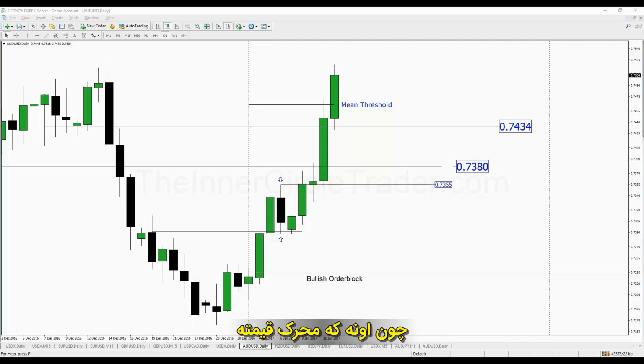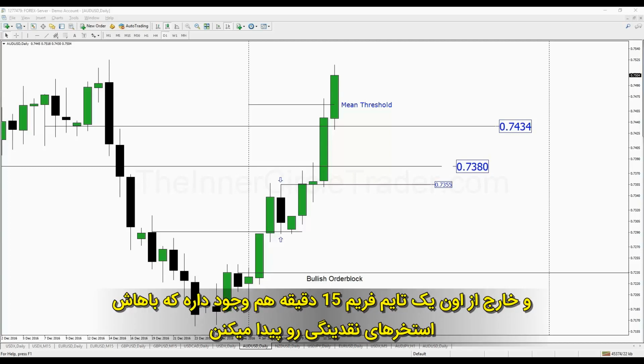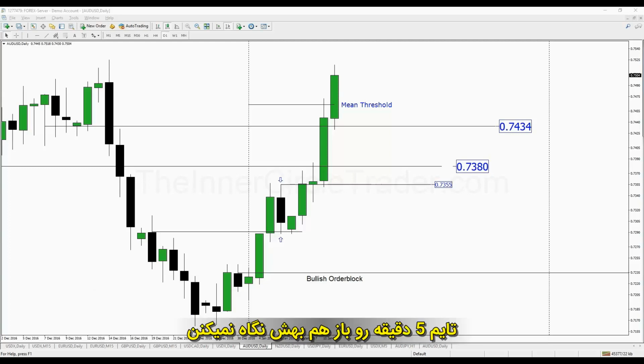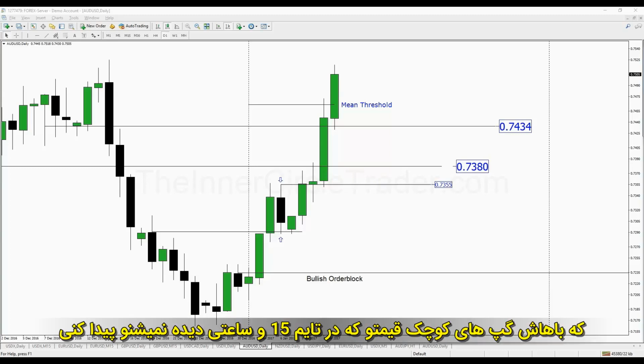That's what's driving price. And outside of that, it's a 15-minute time frame. They're looking for liquidity pools and ideas around a 15-minute time frame. The 5-minute, again, they're not looking at that. But you can use a 5-minute chart to find where there's most likely a small little gap that would not appear readily on a 15-minute or an hourly chart.